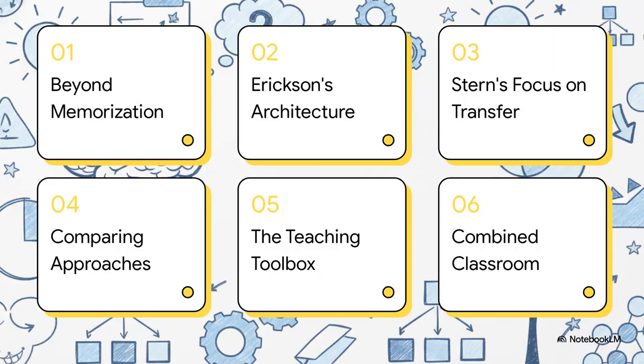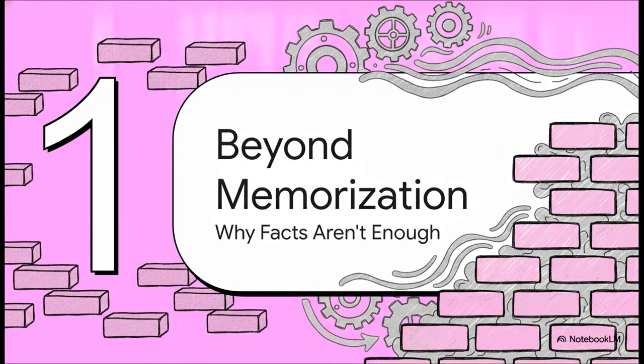Okay, let's dive into this. Here is our blueprint for today. We're going to move beyond rote memorization, look at Erickson's curriculum architecture, and then check out Stern's focus on transfer. After comparing those two approaches, we'll expand our teaching toolbox and finally piece the whole shebang together into a combined classroom model. Starting off with Section 1, Beyond Rote Memorization, or Why Facts Just Aren't Enough.